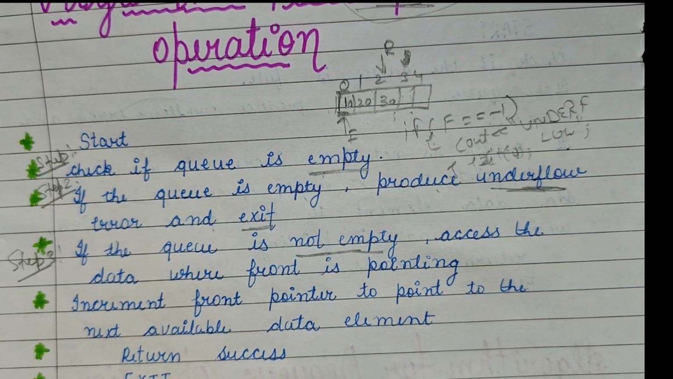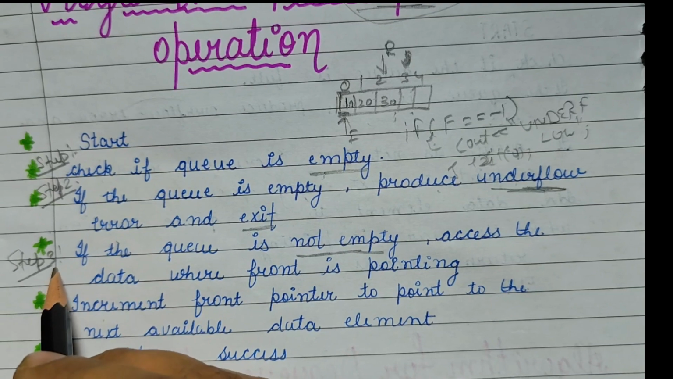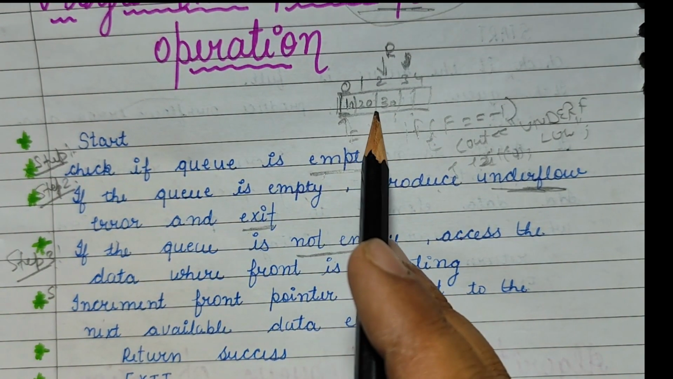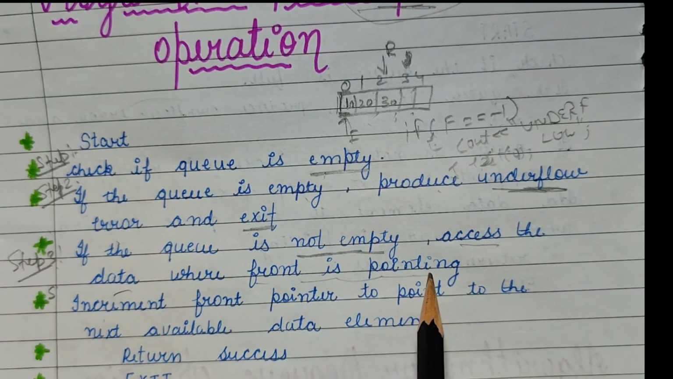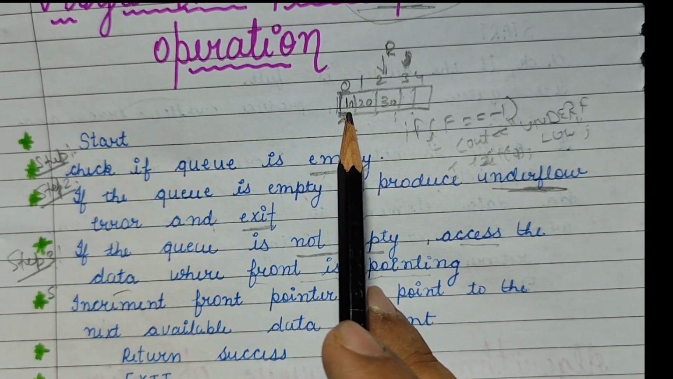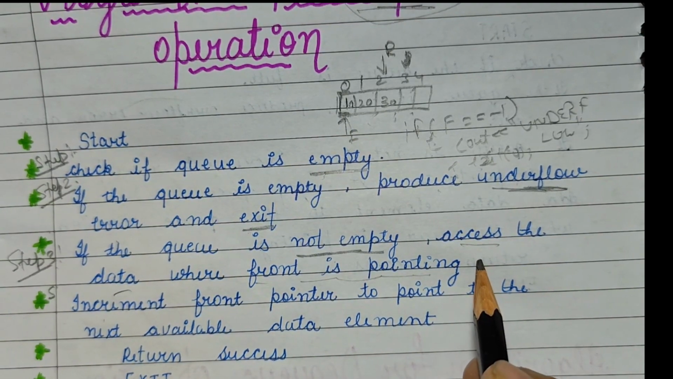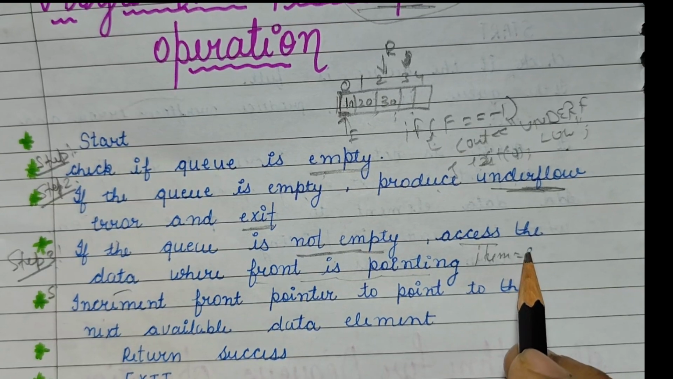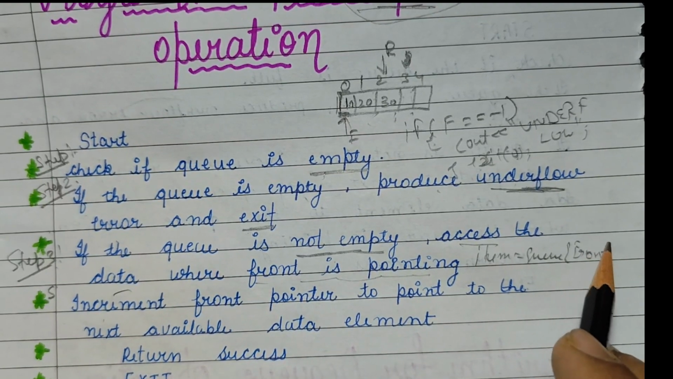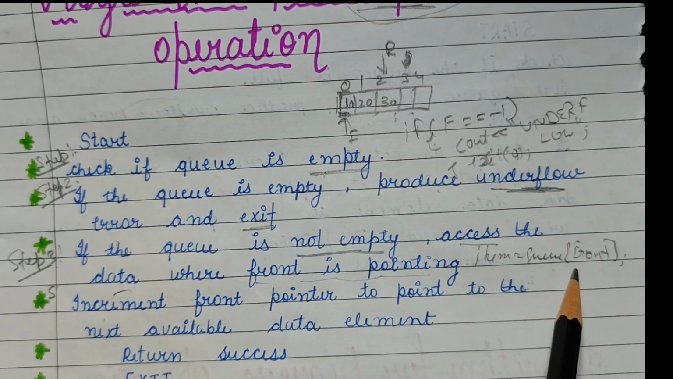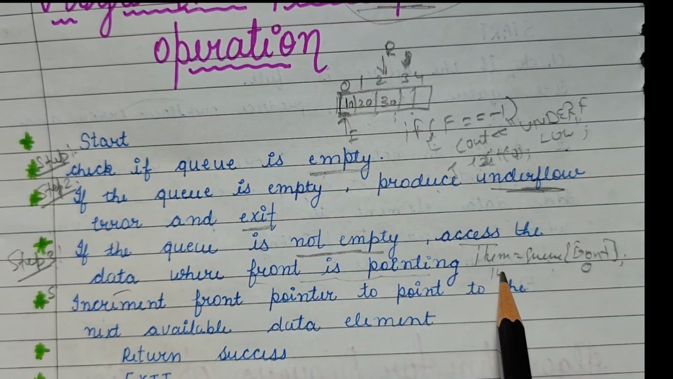So in step 3, if the queue is not empty, then what do we do? Access the data where the front is pointing. First we fetch this element 10 into some variable by using the statement item is equal to Q of front. What is the value of front? Front has the value 0. What is Q of 0? Q of 0 is 10. 10 goes where? 10 goes into the item variable.